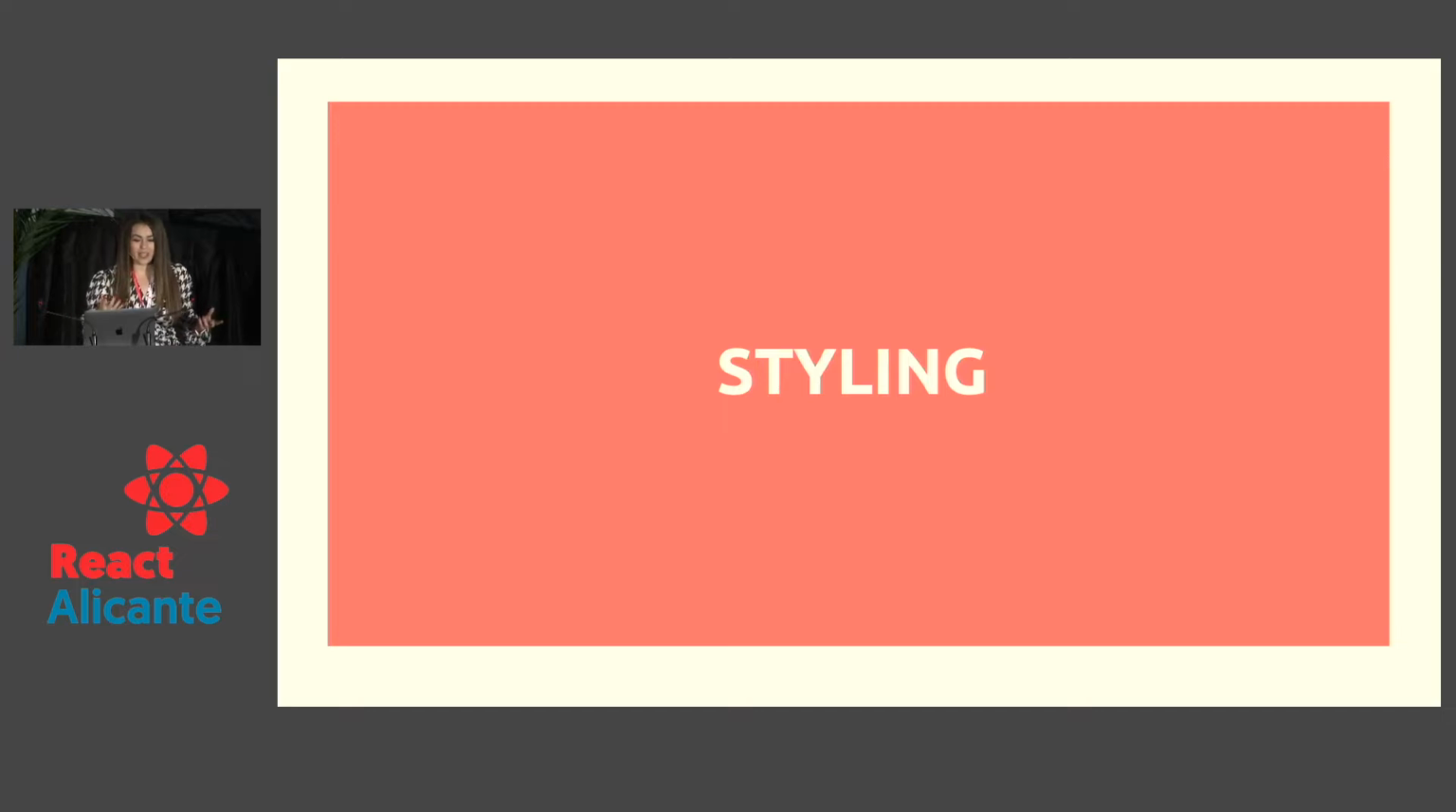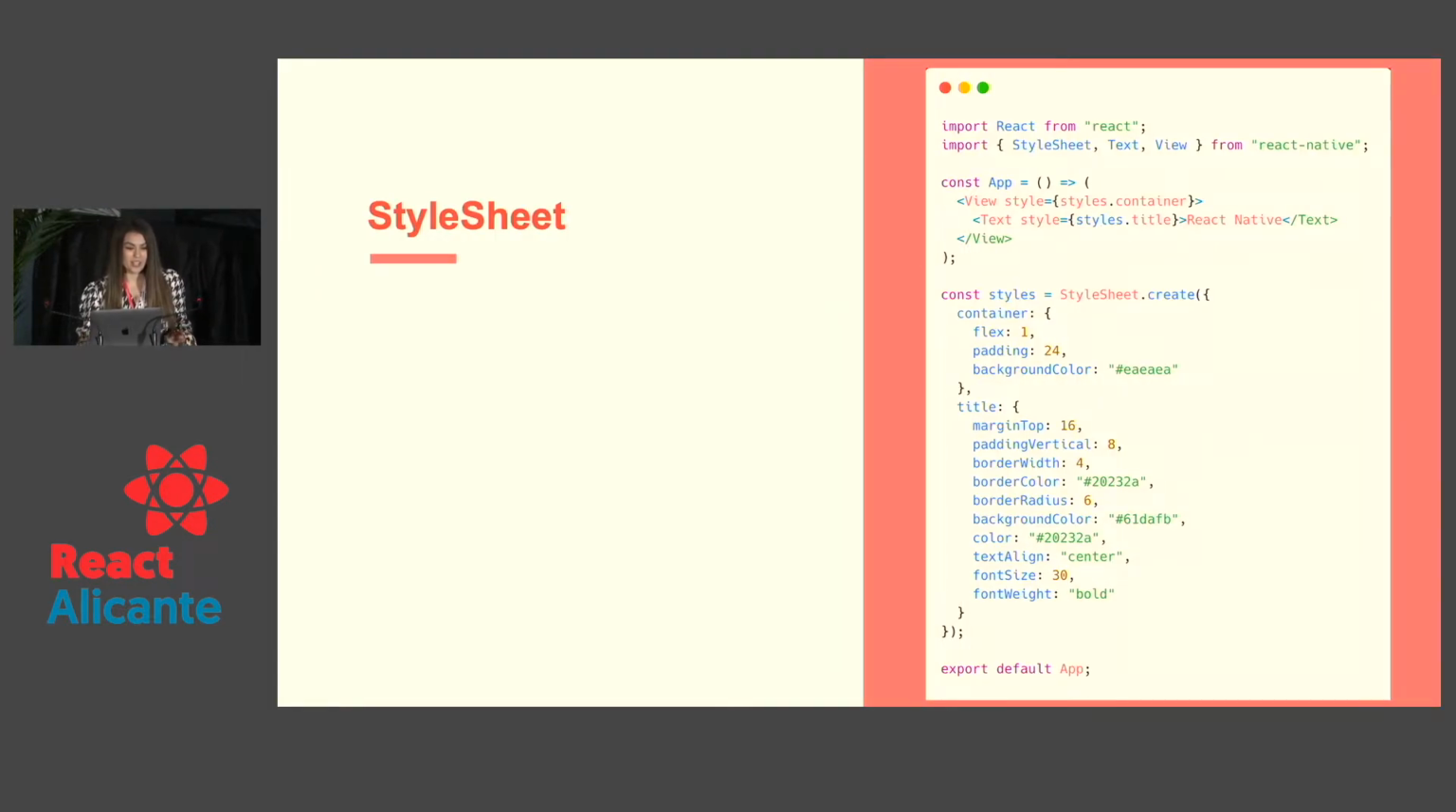So the next topic is styling. For styling on the web, you will use CSS and style the element with the class name. But on React Native, you don't have CSS. For styling, you will use JavaScript and you will import the StyleSheet from React Native. And since React components have support for the style prop, you can also create an object of set values and pass them into components as a prop, as in this example.